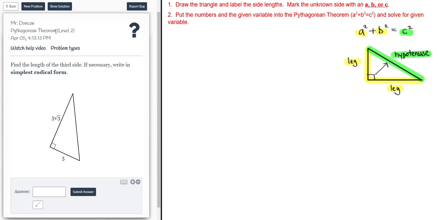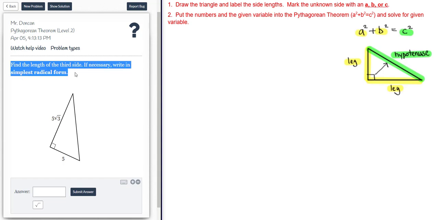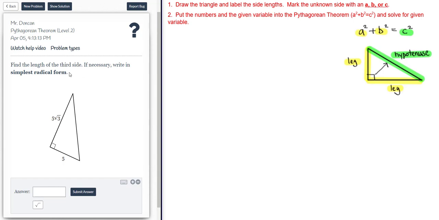Pythagorean Theorem, Level 2. Find the length of the third side. If necessary, write in simplest radical form. So just to give you a huge hint, simplest radical form. We break that down. That's code for break it down to its prime numbers and pull out pairs. If it said nearest tenth, we'd simply use our calculator. So please, again, show the work.